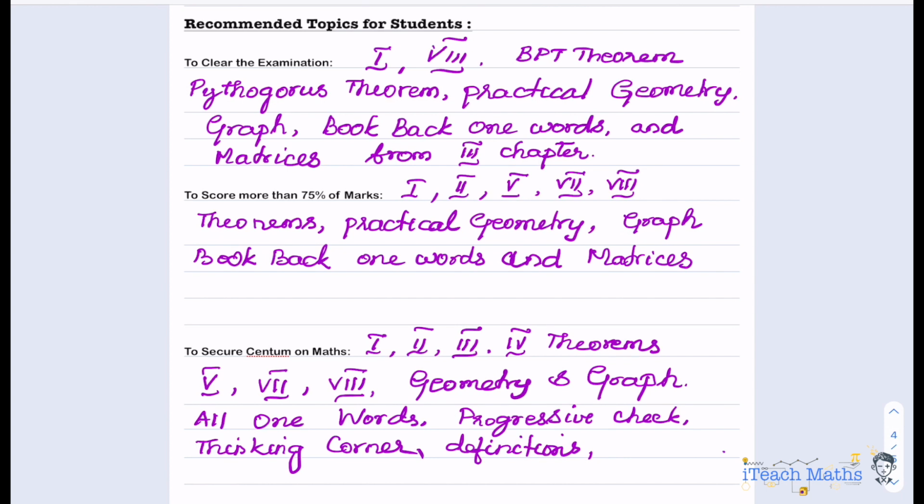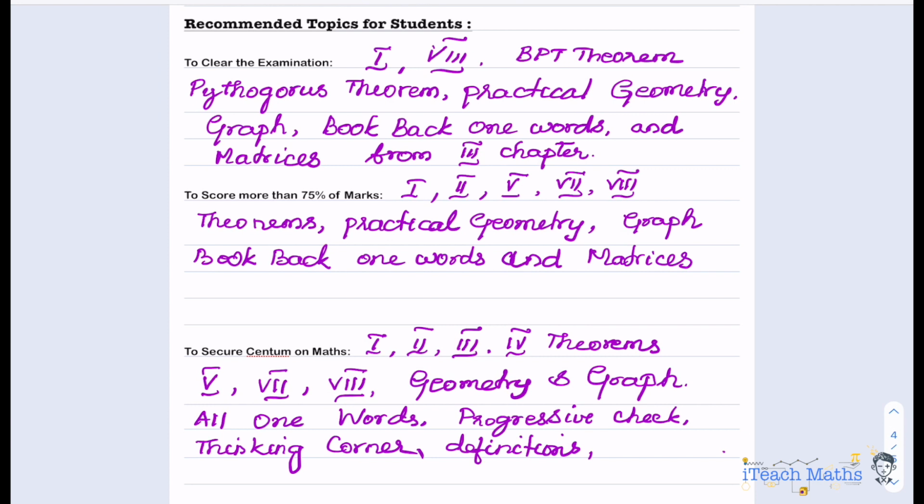Recommendation of topics for students. To clear the examination, a student has to learn the first chapter and 8th chapter thoroughly. He has to learn the BPT theorem and Pythagoras theorem together with the practical geometry and graph. He has to be sure of the book back one marks, and he has to learn the topic on matrices from the 3rd chapter.